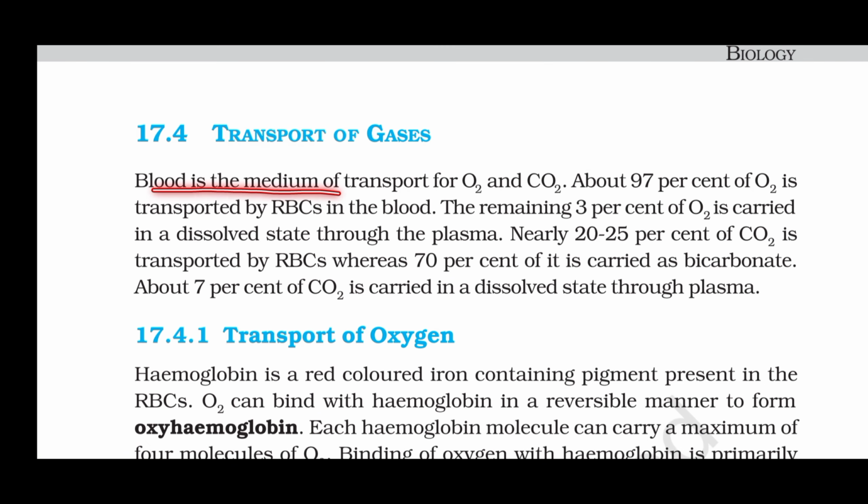Transport of gases. Blood is a medium of transport for O2 and CO2. About 97% of O2 is transported by the RBCs in the blood. The remaining 3% of O2 is carried in a dissolved state through the plasma. Nearly 20 to 25% of CO2 is transported by the RBCs, whereas 70% of it is carried as bicarbonate. About 7% of CO2 is carried in a dissolved state through the plasma.